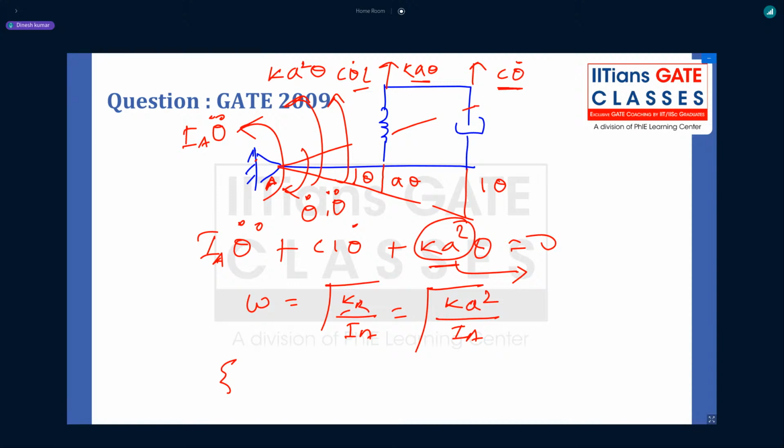Now what is the zeta? We know zeta is what? CR upon CRCC. What is the CR? CR is nothing but here CL. So it is CL upon, what is the CRCC? It is 2 IA omega n. Okay. Now substitute everything and find out the zeta value.